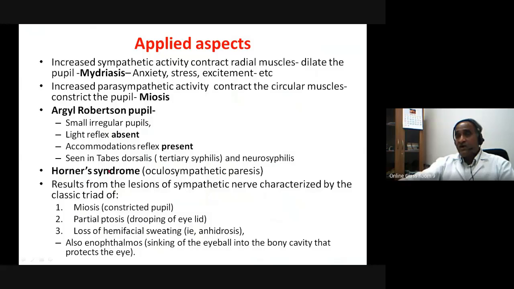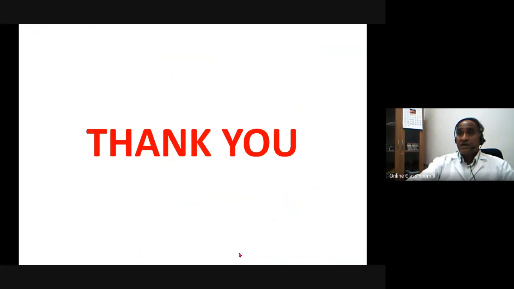Also, in Horner syndrome there will be sinking of the eyeball, what is called enophthalmos. Enophthalmos, the sinking of the eyeball into the bony cavity, is just to protect the eye from injury or other effects. Okay, I'm just trying to cover all aspects about pupillary reflexes. There is a lot more, but I have restricted myself so that it will be useful for you to summarize. Thank you.